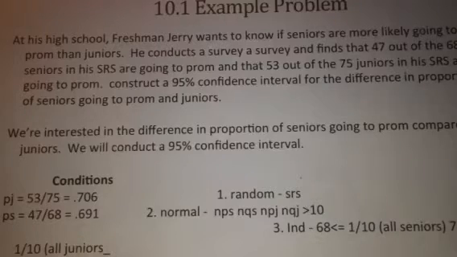So we're interested in the difference in proportion of seniors going to prom compared to juniors. We will conduct a 95% confidence interval. If you check all the conditions, it's random, normal, and independent, and you can see all the work there. And the probabilities are there too. P_J, P juniors, and P_S, P seniors.